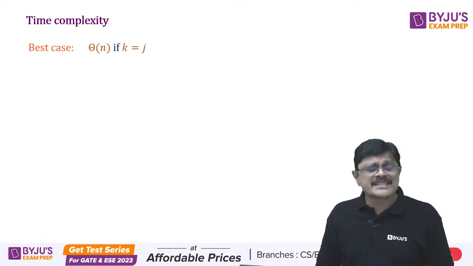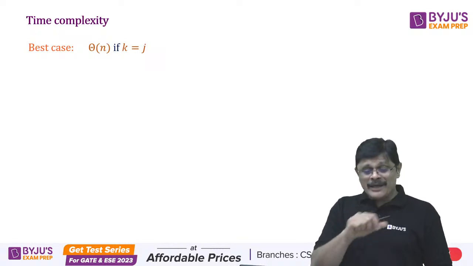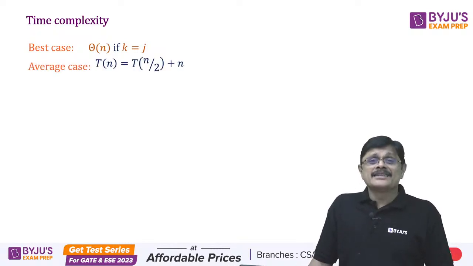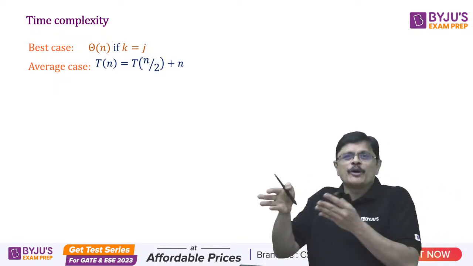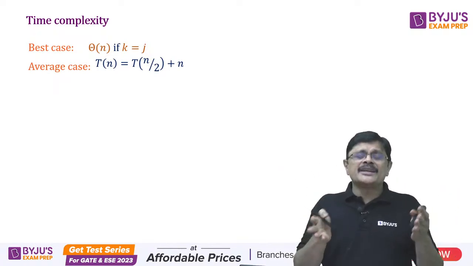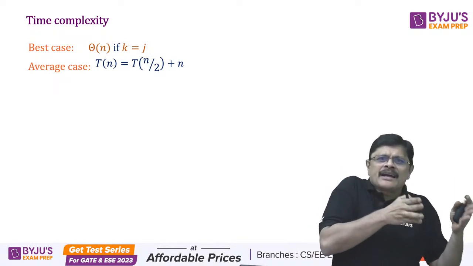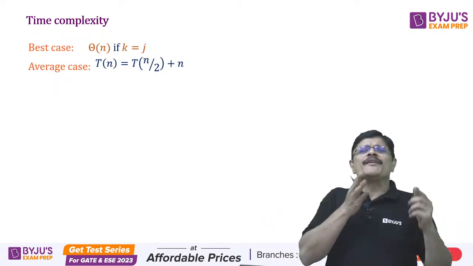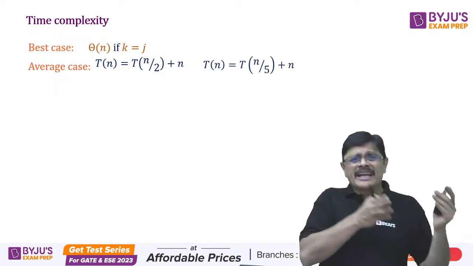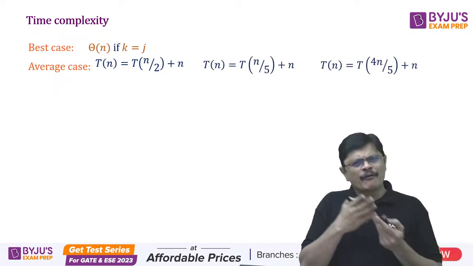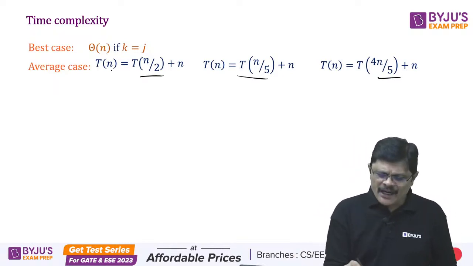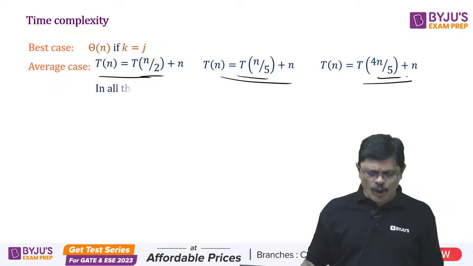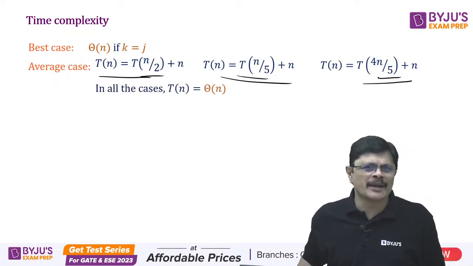As I told you, if k is equal to j, that is the best case. But the average case is very interesting. Average case means you may find the pivot element anywhere, so depending on that, you take either the left subarray or the right subarray. One of them will be like T(n/2), or T(n/5), or T(4n/5), whatever it is. These are the different possibilities, and by the master theorem, the time complexity for all of these will be theta n only.